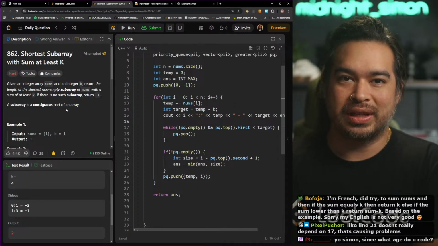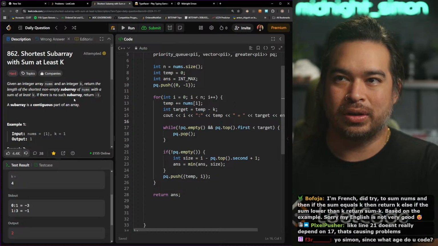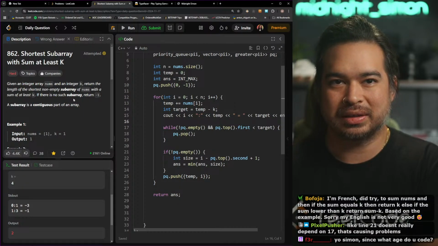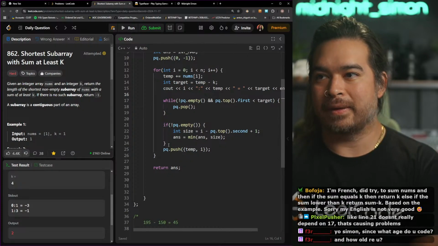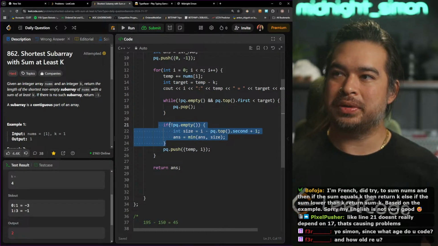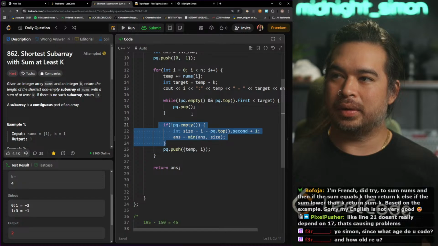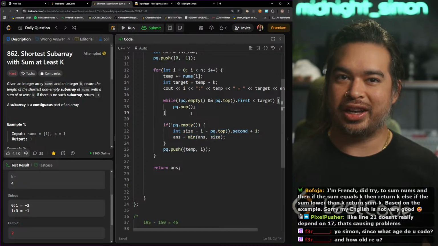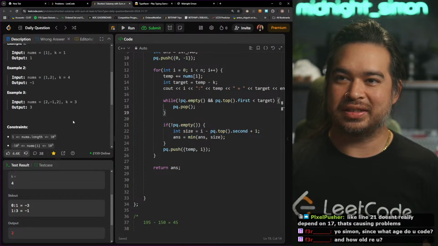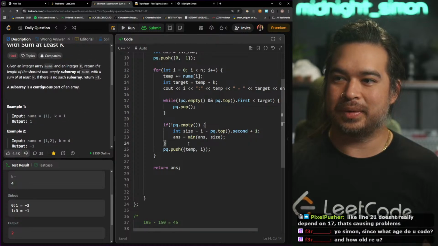What's happened? Since what age is that code? I started this code around 25, I think. Yeah, about 25. Maybe closer to 26. So they say this is causing problems. How old am I? I'm in my late 30s, upper 30s.